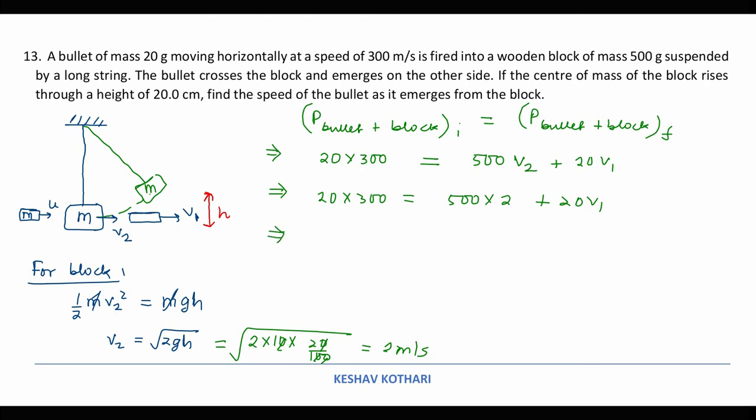On solving this expression, we attain something like this. We can take 2 common as well. So we attain 300 minus 50, that is v1 is equal to 250 meter per second. This is the answer for this particular problem. Let us move to the next part.